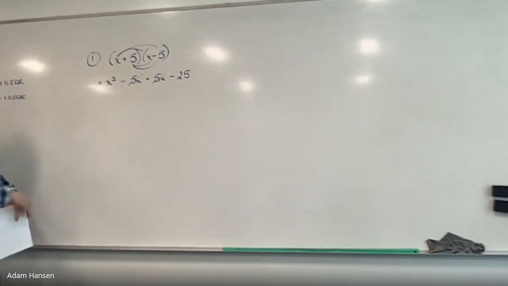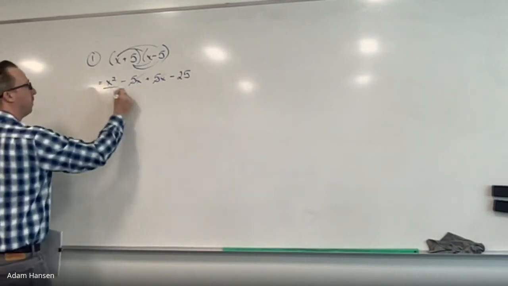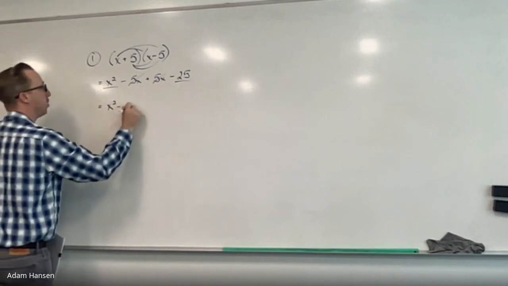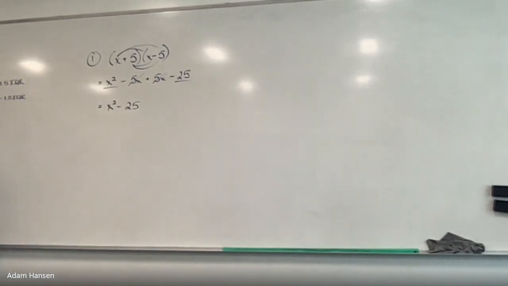All I'm left with is the x squared minus 25. Because these two quantities I multiplied were exactly the same, just different in sign, the two middle terms cancel out to 0. Whenever I add two things that are the opposite, they eliminate.